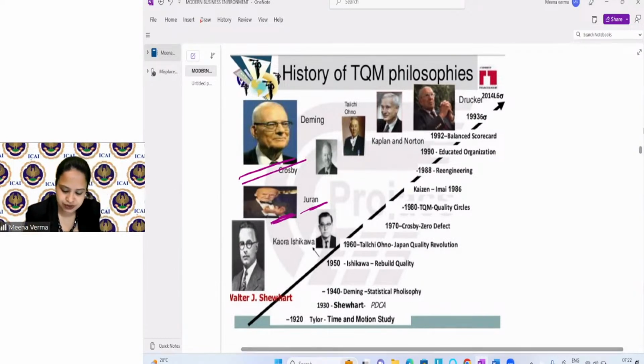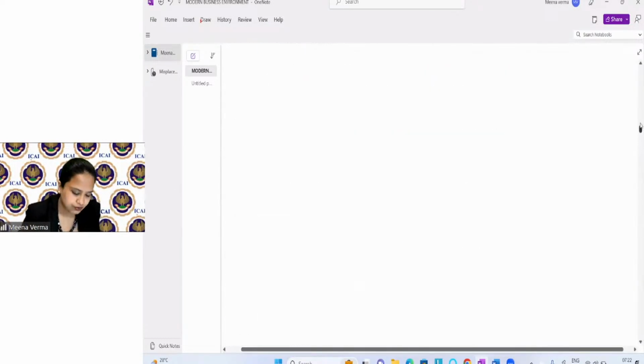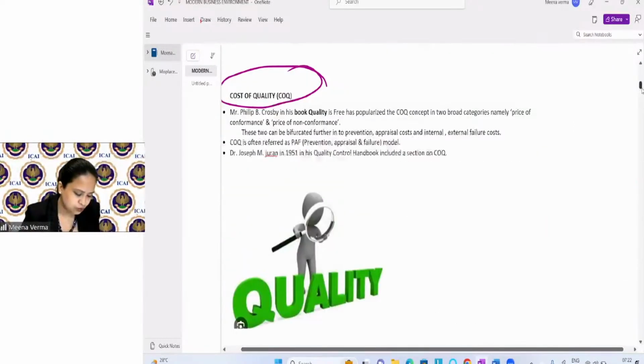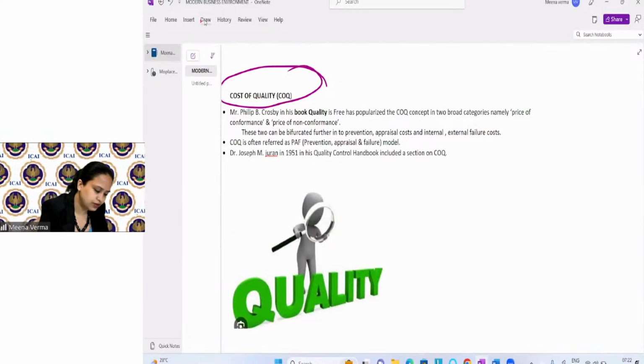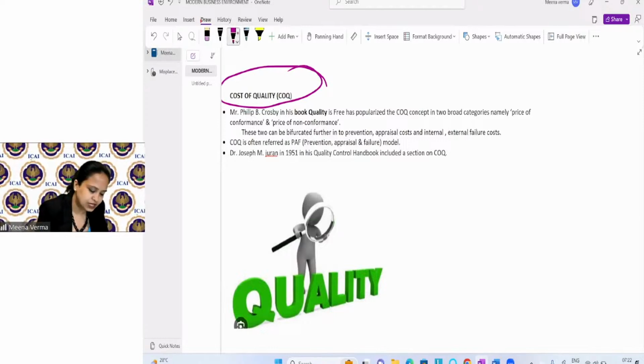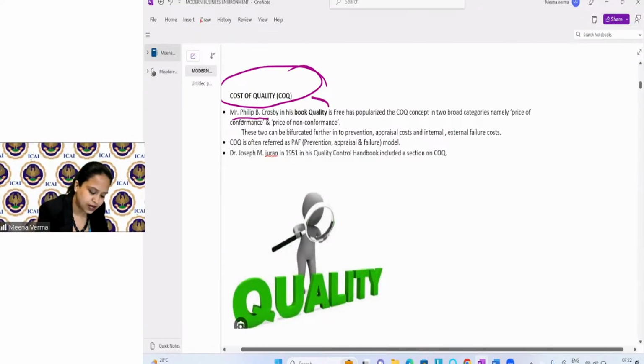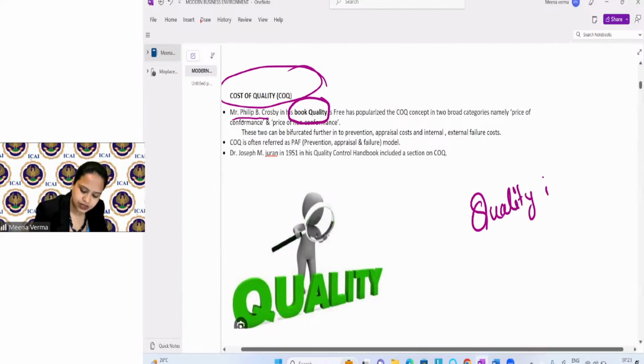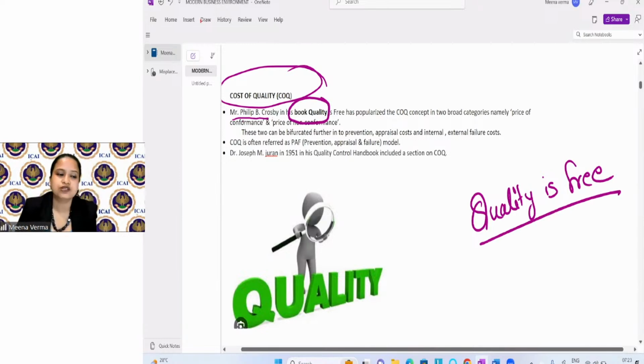Let's try to understand, right? So what do you think? If I want to produce a quality product in the organization, will it be cheap for the company or will it be expensive? Give me 1 minute. Here, Mr. Philip B. Crosby has written a book on quality. And he wrote a book that quality is free, right? Quality is free. He wrote this book. But before that, I want to ask a question.